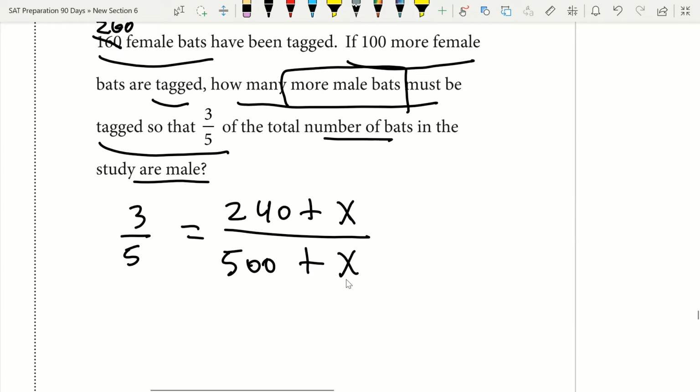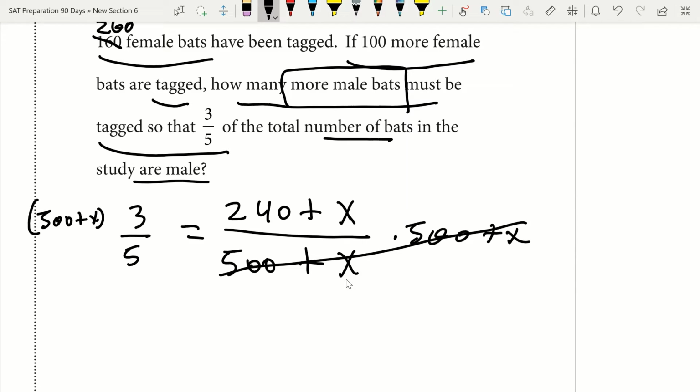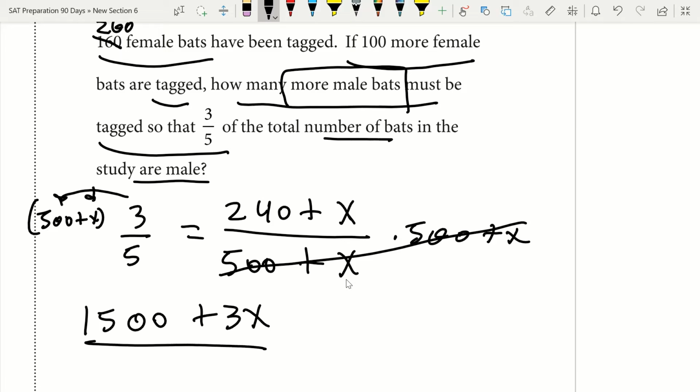To do so, we're going to multiply each side by 500 plus X, cancel this out. So now we're going to have 3 times 500 plus X. We're going to distribute our 3 to that 500 and to that X. So we're going to have 1500 plus 3x, and keep in mind that that's all over this 5 still. That's equal to 240 plus x.